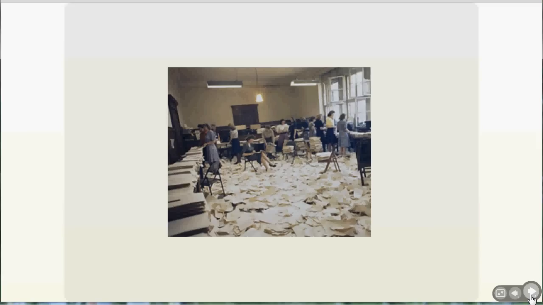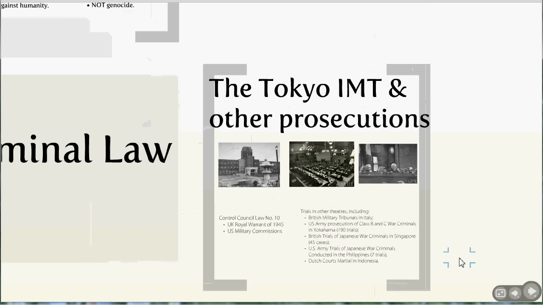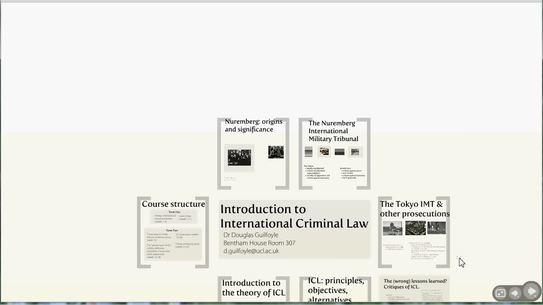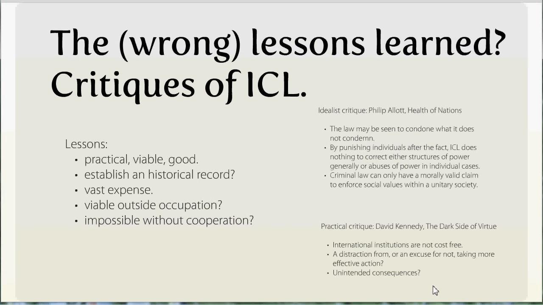I'll skip over for this presentation questions arising from Tokyo and other international proceedings, but one of the things we need to reflect on throughout the course is that we've taken certain lessons from the Nuremberg trial, and those are that international criminal prosecutions are practical, viable and good ways to respond to mass atrocity situations, that they can establish an historical record.